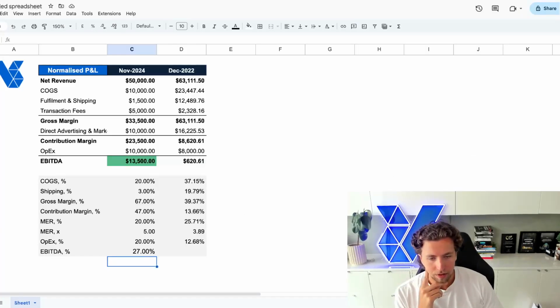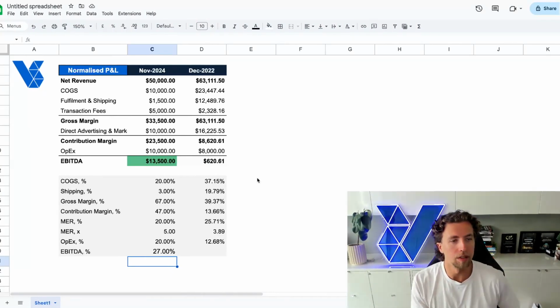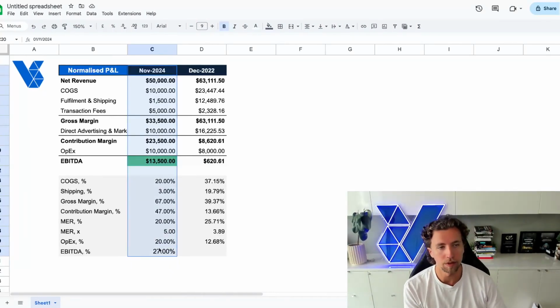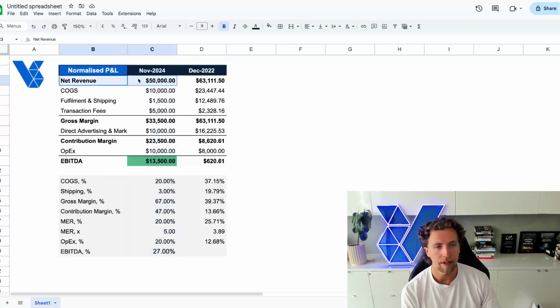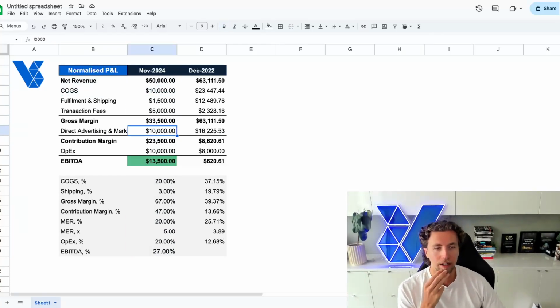And so here's what this looks like once you take out my bad handwriting and put it into an Excel sheet. These are all the figures that we were just looking at, and I've just encapsulated it into November. We have net revenue, then cost of goods, fulfillment, transaction fees, we come down to gross, we then have direct advertising and marketing.